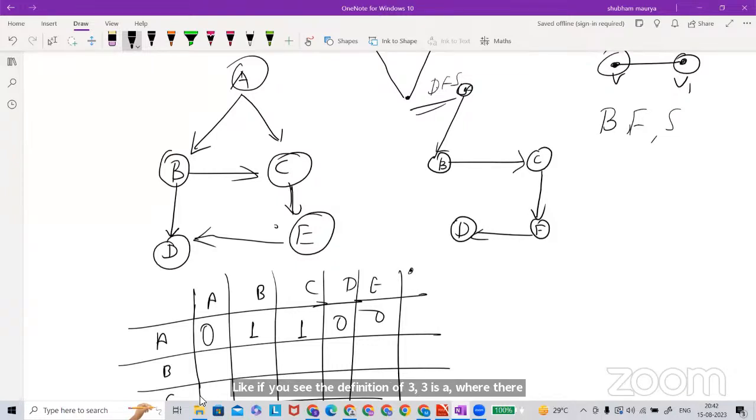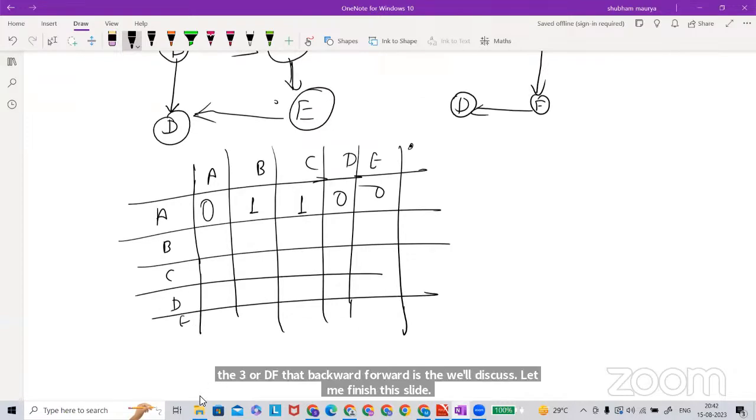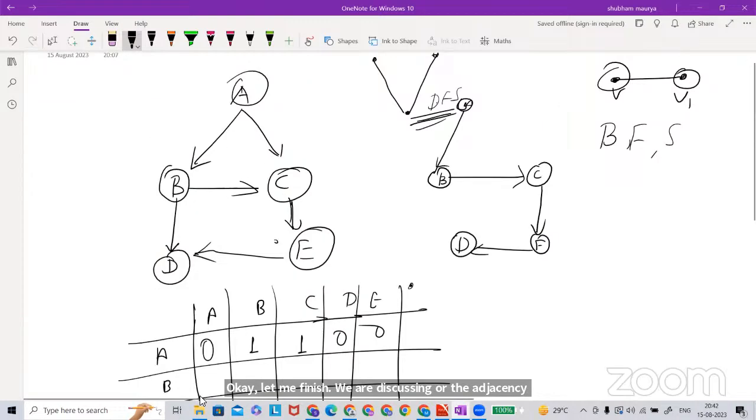Okay, sir, we'll discuss that. We'll discuss the tree edges and the backward and forward edges later. Let me finish this slide. We are discussing the adjacency matrix, and we are trying to write the adjacency matrix for this graph at least.